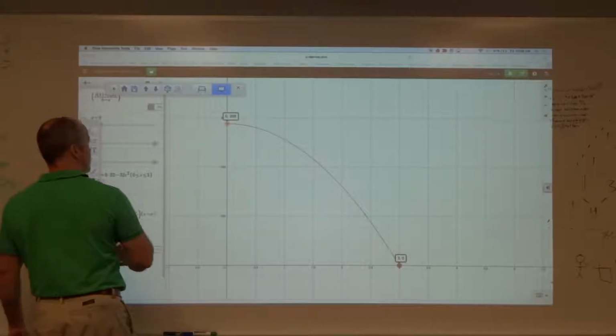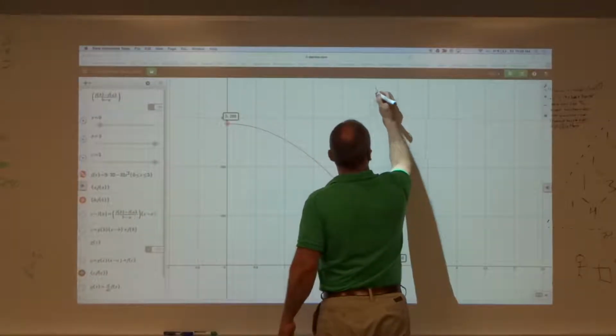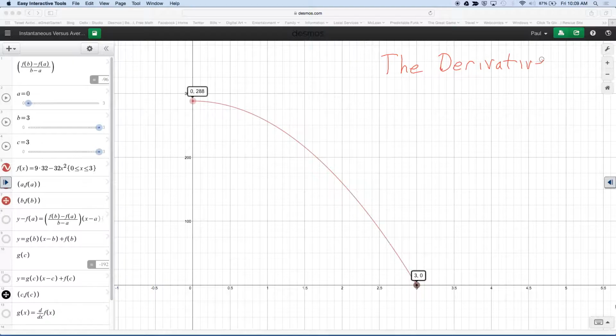I'm so excited to start calculus. This is exciting. You should be. We're talking about the derivative. I'm not. A little bit. Just a little bit. You're not really going to get to what the derivative actually is yet.